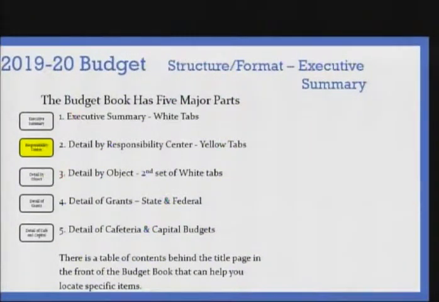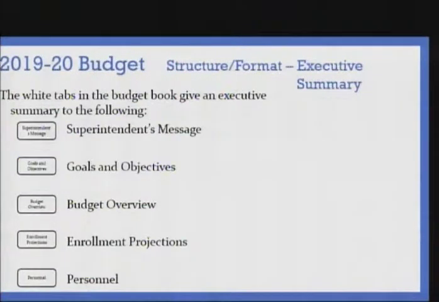And I think this is a key section of the budget that sometimes gets overlooked. This breaks down our object codes. So you can break down teacher aides, substitute teachers, and look at a history as to where things have changed over the previous fiscal years. We have a section of detail of grants, state and federal, and we also detail our cafeteria and our capital budgets as well.